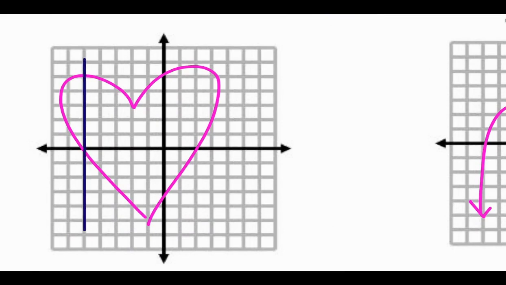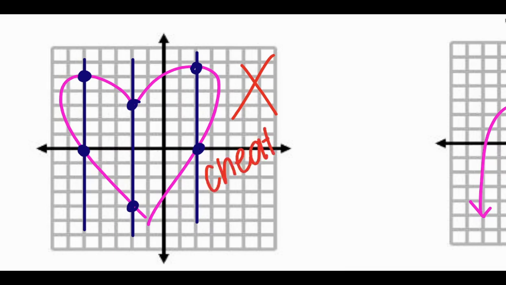And we can see right away, we want to see how many times that blue line we just drew crosses the pink heart on our graph. We can see right here, it touches 2 times. If you want to find another spot, look at this one. It touches 2 times. So this is not a function. It's a big old cheater.